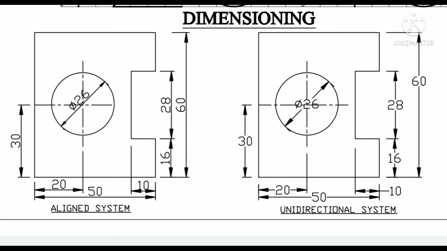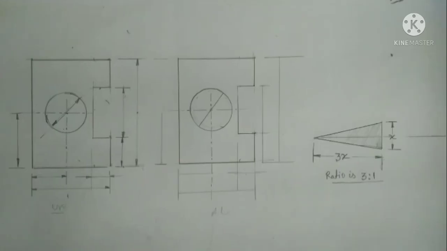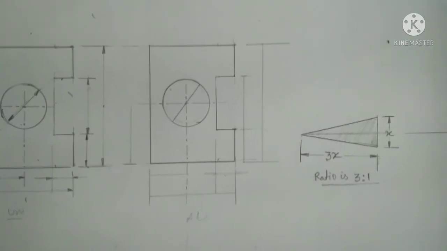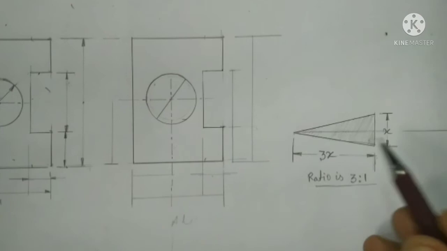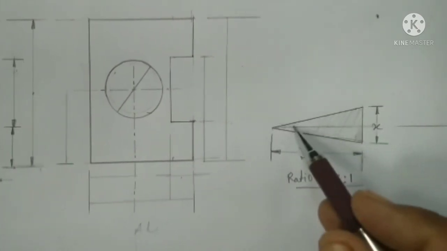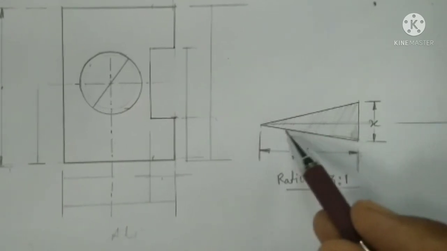To give dimension of any object, we generally use two types of dimensioning system. One is the aligned system and another is the unidirectional system. To give any dimension, we have to draw the arrowhead, and according to the BIS rule, the ratio of the arrowhead is 3:1. That means if the length is 3 units, then the height will be 1 unit.